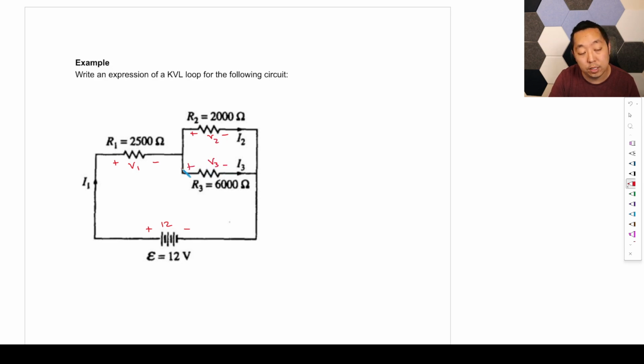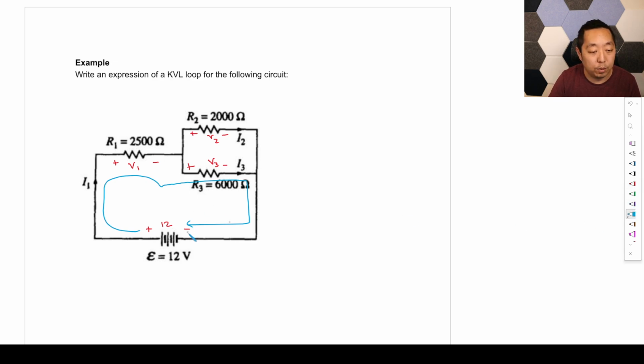Now, why am I doing plus and negative on this side? I know the current's going to go that way. That's my experience. But honestly, it doesn't matter. You can choose it however you want. So let's do a loop that goes like this. Goes through this branch. Okay?